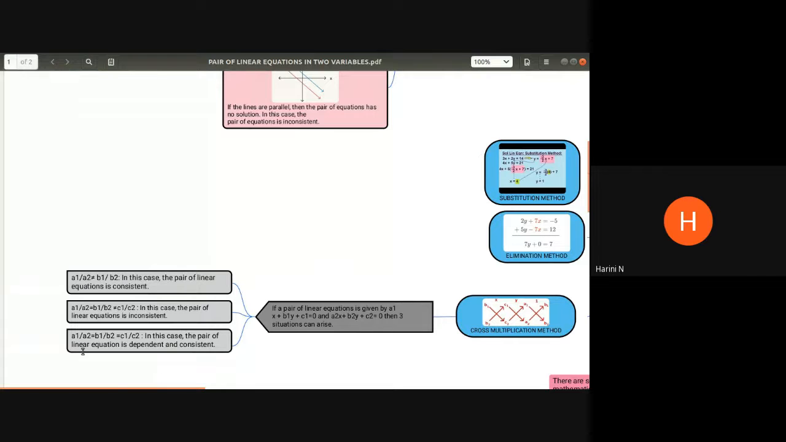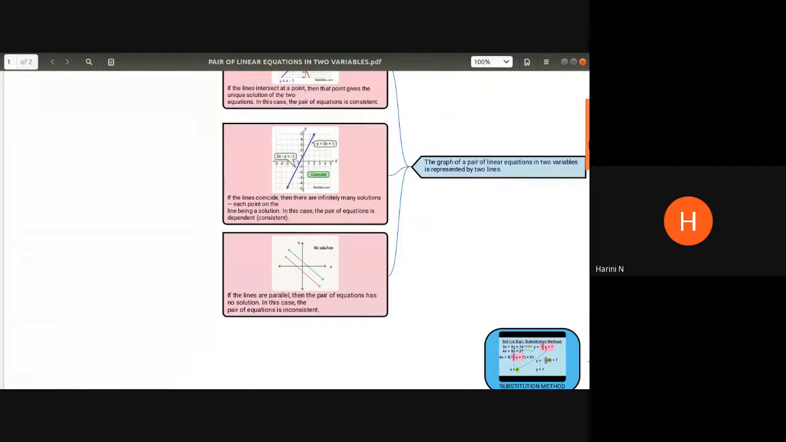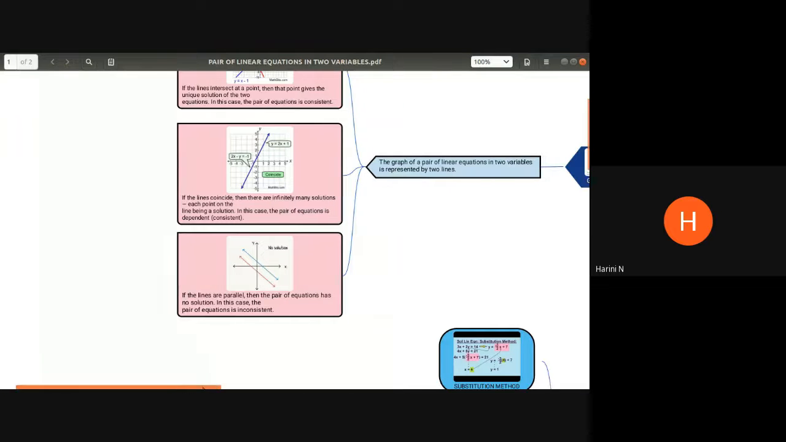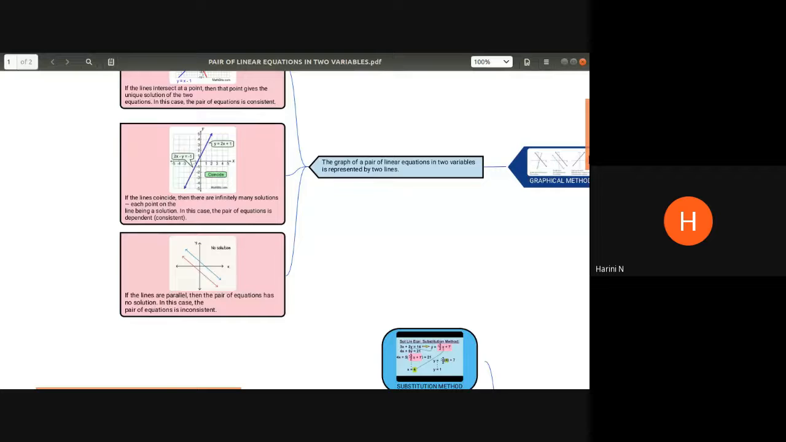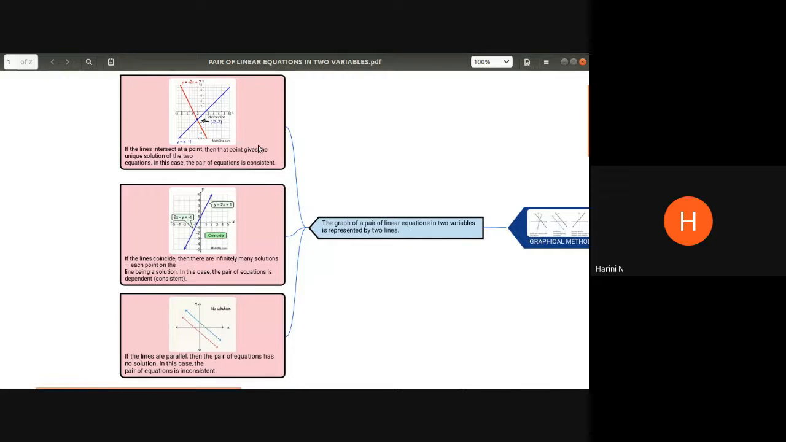These conditions are very significant because problems based on these conditions will be asked. What are the conditions? We will take it up in detail while we are doing the class.